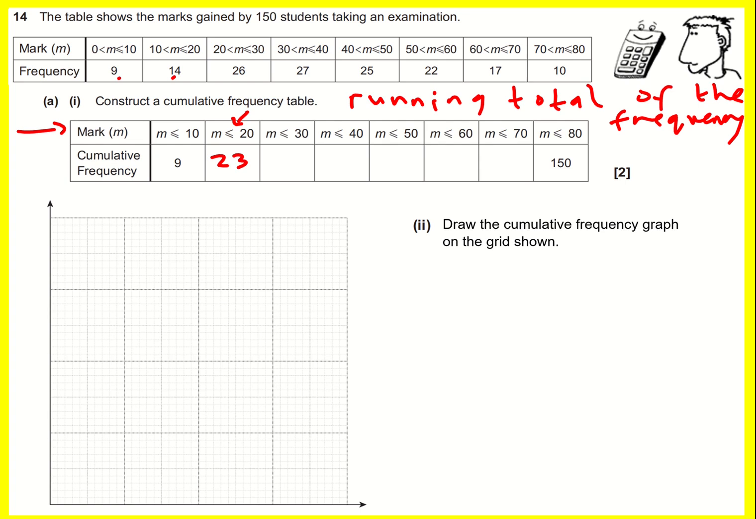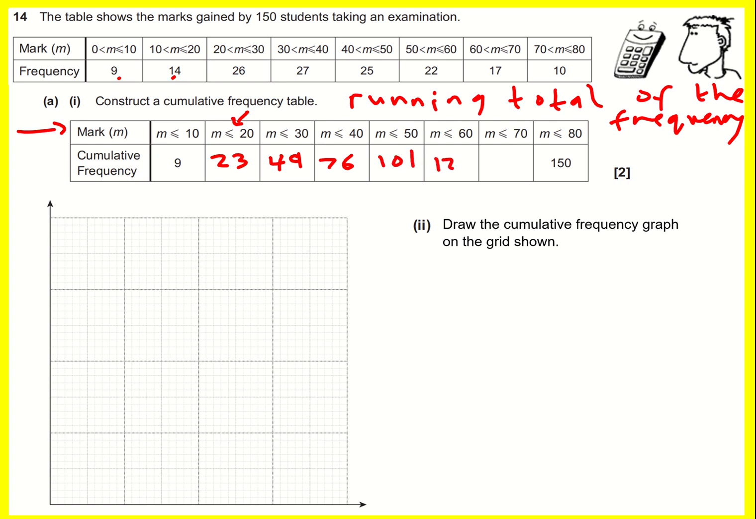What I'll then do for m less than or equal to 30 is also include these 26 people. I'm going to add that on to give me 49. Now I'm going to include these 27 people, so that's going to be 76. Now I'm going to include these 25 people, that's going to be 101, and so on.